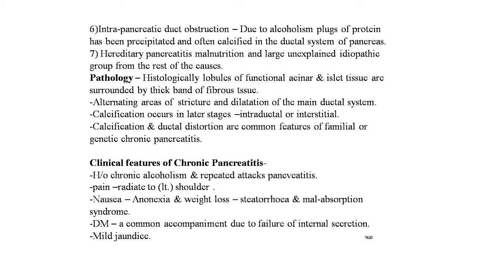Pathology, histologically: lobules of functional acinar and islet tissue are surrounded by a thick band of fibrous tissue, with alternating areas of stricture and dilatation of the main ductal system. Calcification occurs in later stages, intraductal or interstitial. Calcification and ductal distortion are common features of familial or genetic chronic pancreatitis.